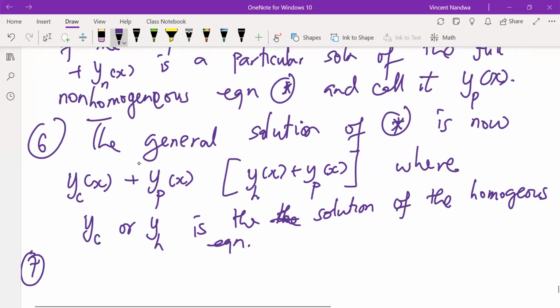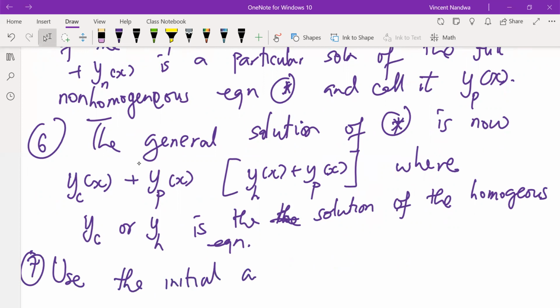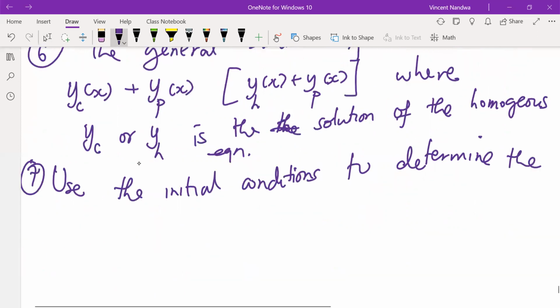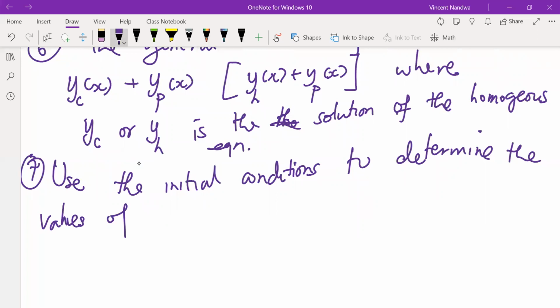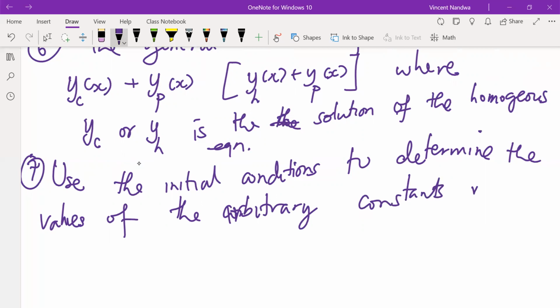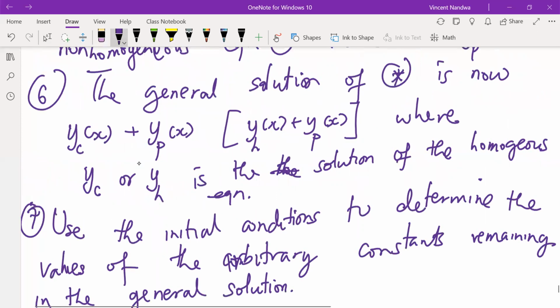And number 7, lastly, use the initial conditions to determine the values of the remaining arbitrary constants in the general solution. So remember, the general solution is y of x given by this.